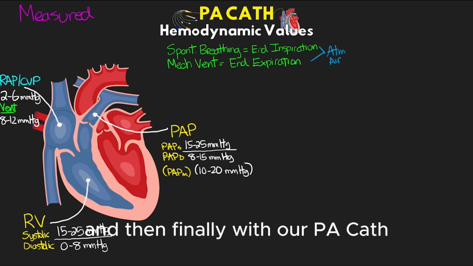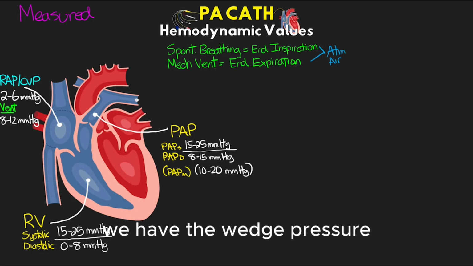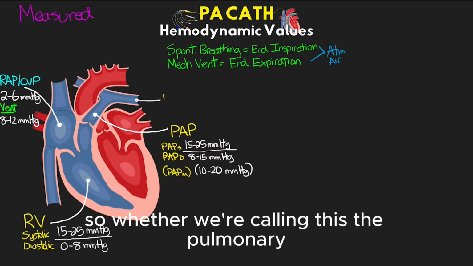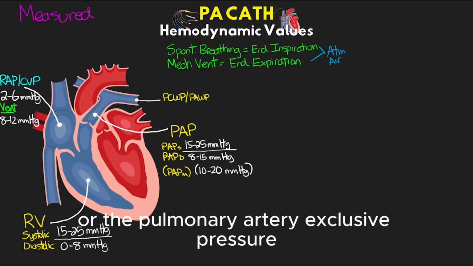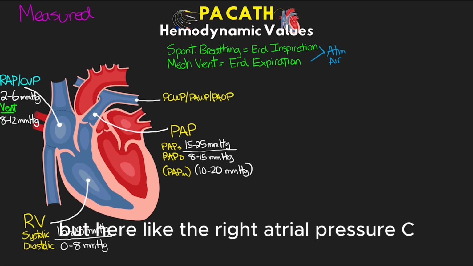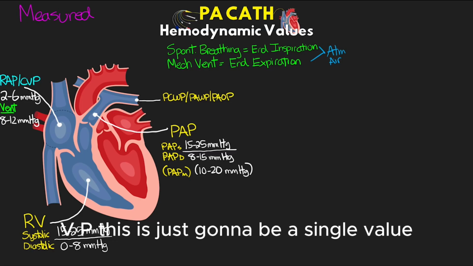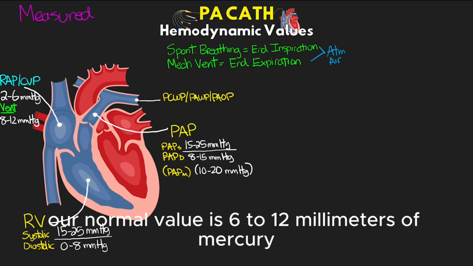And then finally with our PA cath, we have the wedge pressure, whether we're calling this the pulmonary capillary wedge pressure, the pulmonary artery wedge pressure, or the pulmonary artery occlusive pressure. But here, like the right atrial pressure, or CVP, this is just going to be a single value, and our normal value is 6 to 12 millimeters of mercury.